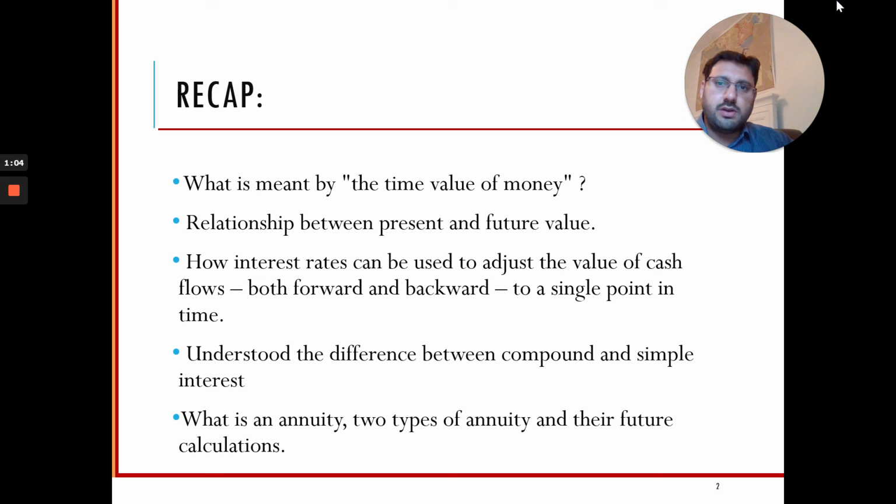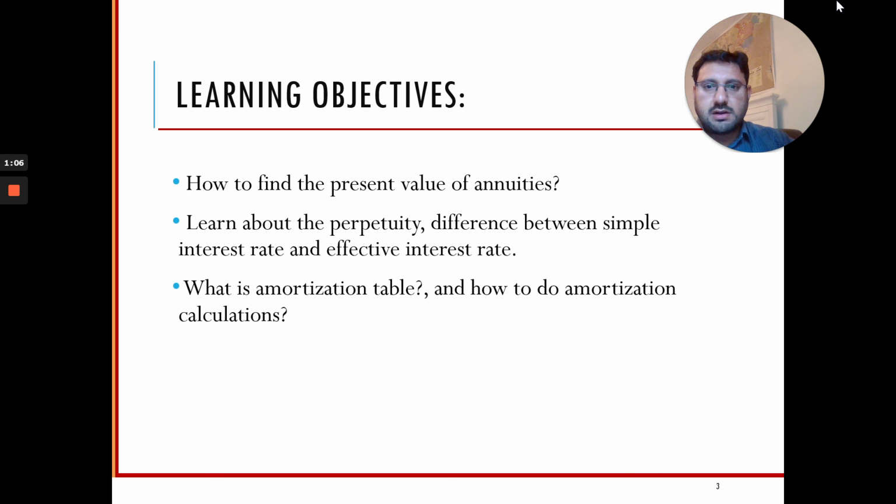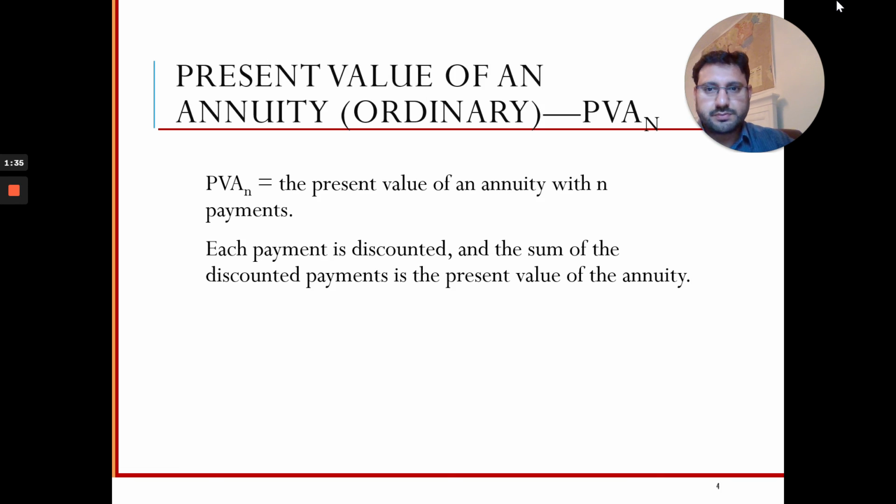So in this video, we'll start with the present value of the annuities, how to calculate it. We'll also look into the concept of perpetuity and the difference between the simple or quoted interest rate and the effective interest rate. And finally, we'll finish this knowledge module with the amortization table. First of all, what is the amortization, and how we basically prepare our amortization table and do its calculations.